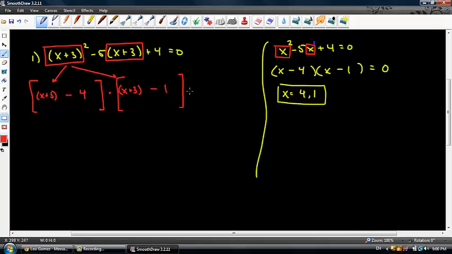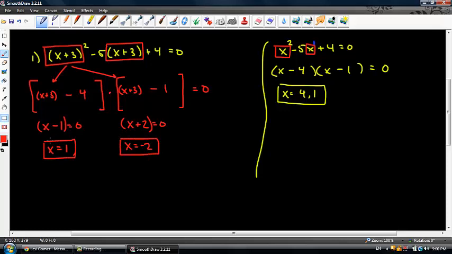So from here, let's not forget all this equals 0. Now we can go ahead and simplify this. This is really x minus 3 minus 4. That's really x minus 1 equals 0. And then this here is x plus 2 equals 0. So what we get is x equals 1 and x equals negative 2. Wow, that was odd. I can't believe I did that wrong that one time.